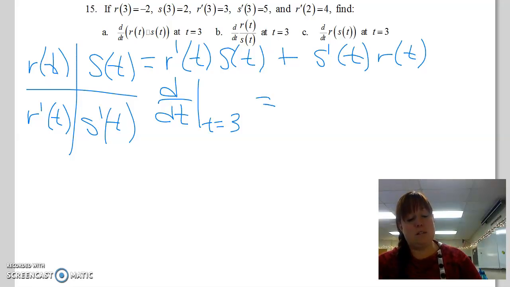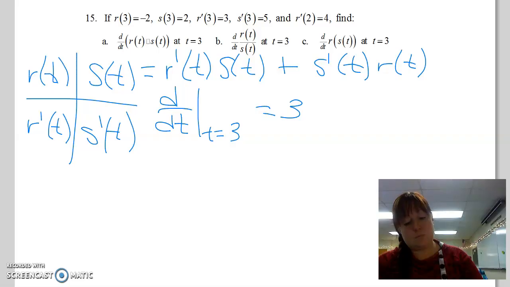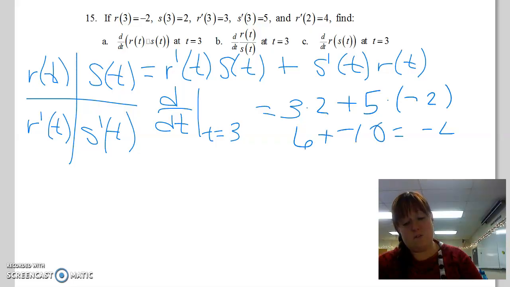And so then we would set that equal to, okay, r prime of 3 is up there as 3. And s of 3 is 2. And s prime of 3 is 5. And r of 3 is negative 2. So we have 6 plus negative 10, which gives us negative 4. Okay, so that's the first part.